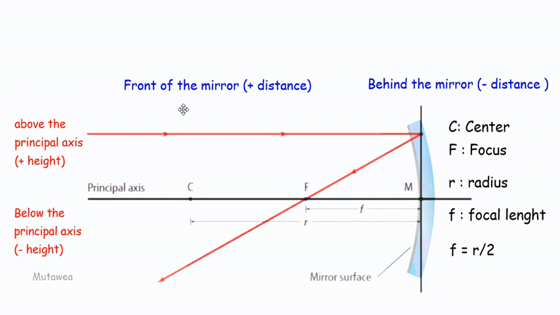If the object or the image is in front of the mirror, if we are measuring the distance in front of the mirror from the left side, the distance is going to be positive. But if we are measuring behind the mirror, the distance will be negative. Also for the heights, if we are measuring above the principal axis, the height will be positive. If we are measuring below the principal axis, it's going to be negative. This is the principal axis, this line.